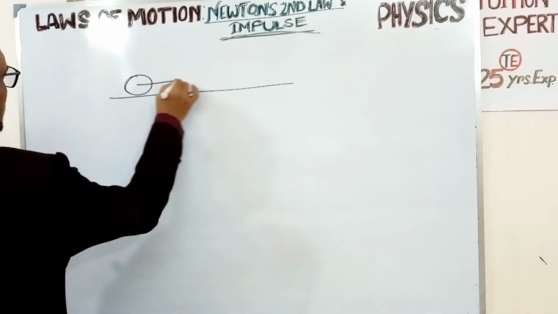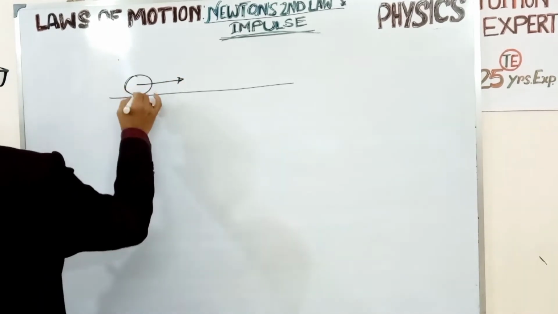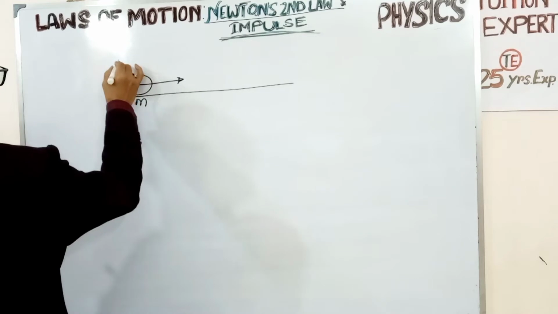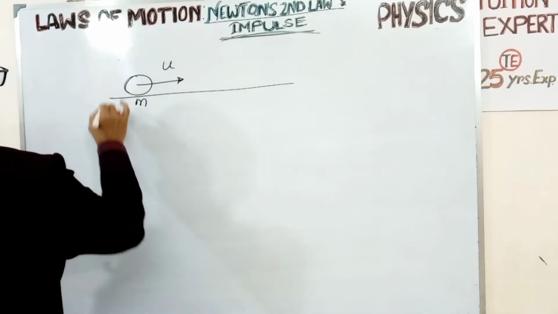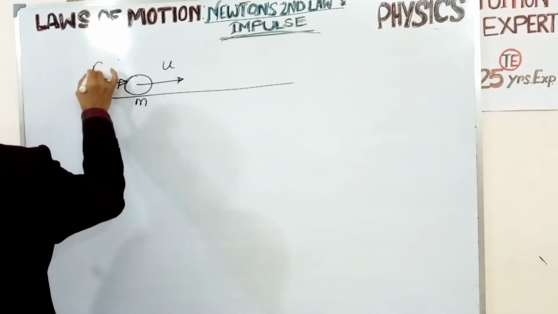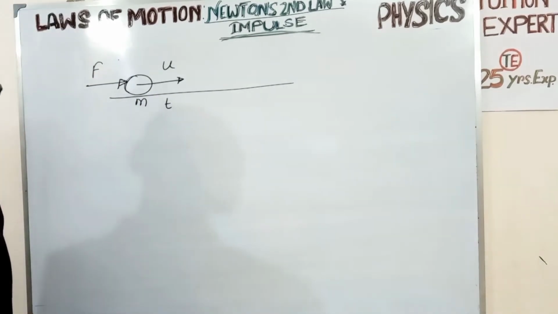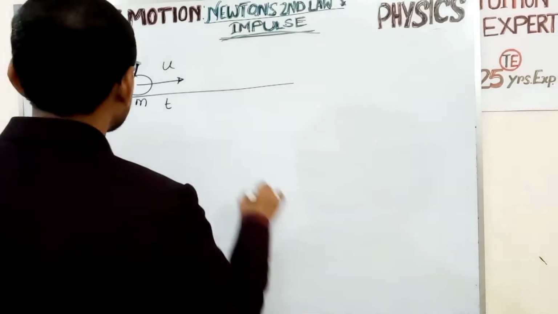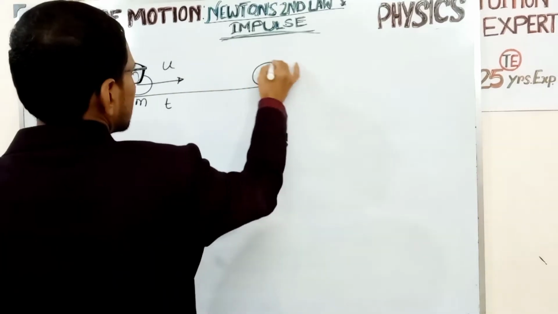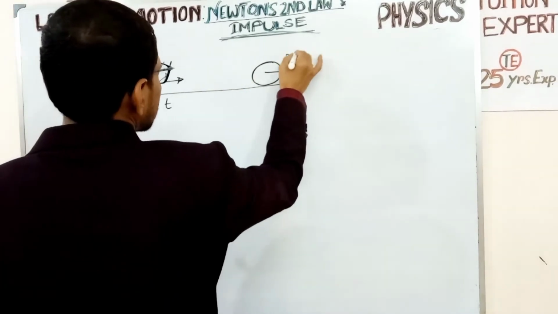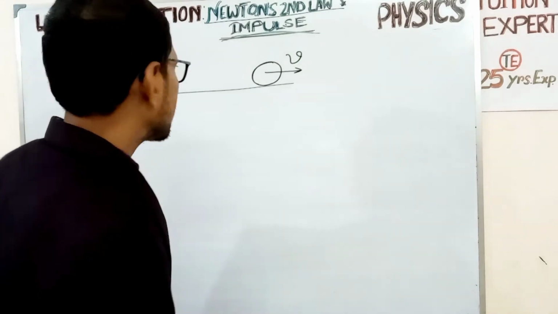Suppose a body of mass m is moving with velocity u, and a force is applied on the body for time t. t is the duration for which the force acts. Now after t seconds, the body changes its velocity. That is, after t seconds, the velocity of the body becomes v.